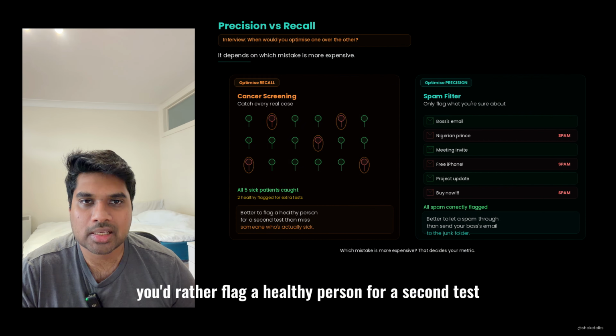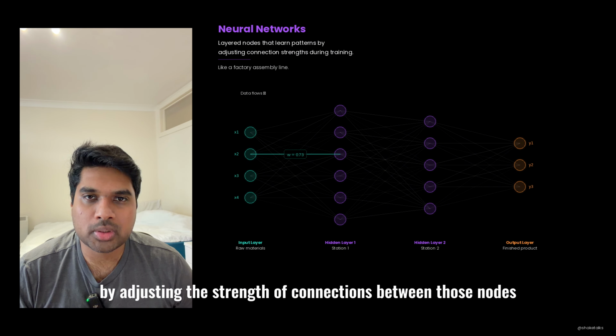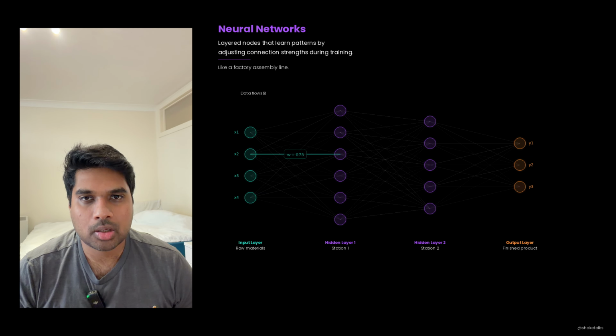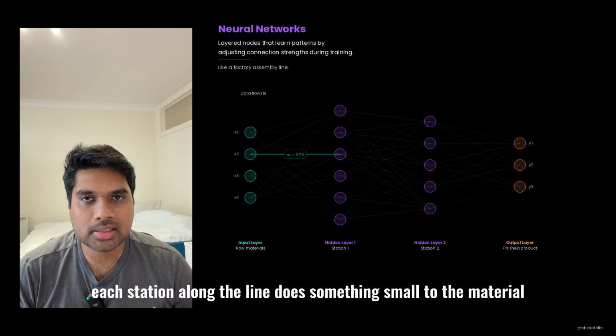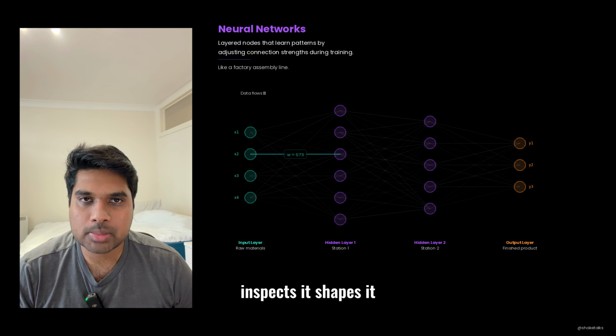Number 16, neural networks. A neural network is a system of layered nodes inspired by the brain. It has neurons that learn patterns by adjusting the strength of connections between those nodes during the training phase. Think of it like a factory assembly line. Raw materials come in one end, that's your input layer. Each station along the line does something small to the material, inspects it, shapes it, filters it. Those are your hidden layers. And at the end, you get a finished product, that's your output.